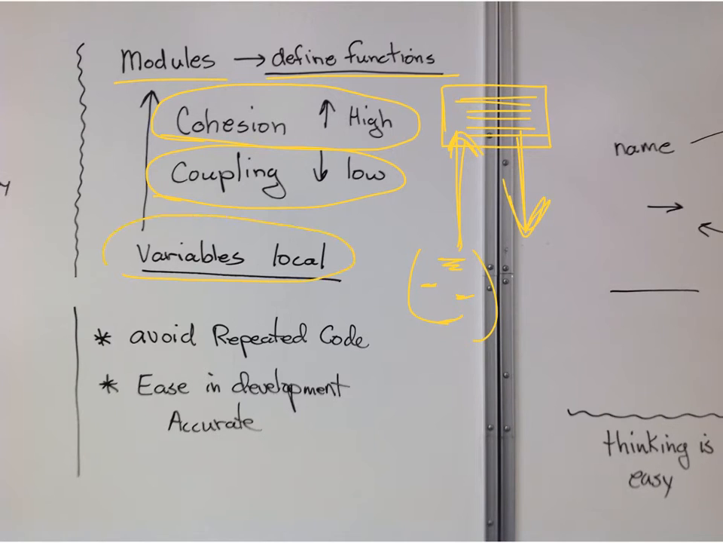Variables inside these modules are local. You shouldn't be using global variables inside the modules. More or less all the variables in there are only represented by what's in there. So you send a value into there and get a value out. You don't have this linked to some variable location. Allows us to avoid repeated code, ease in development, and can be very accurate.